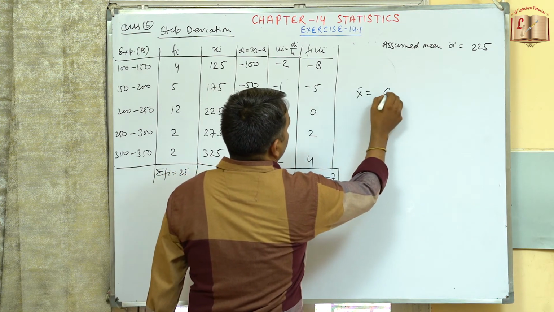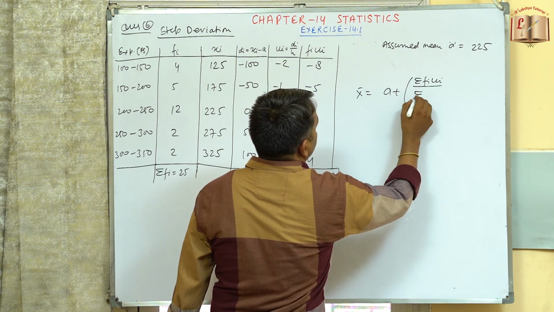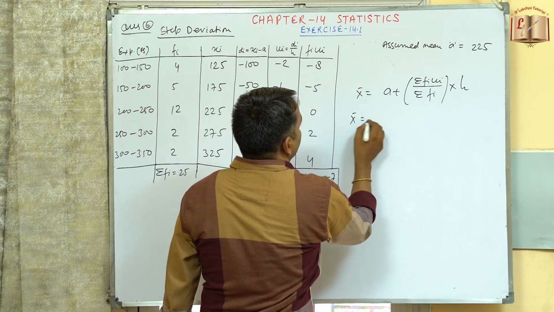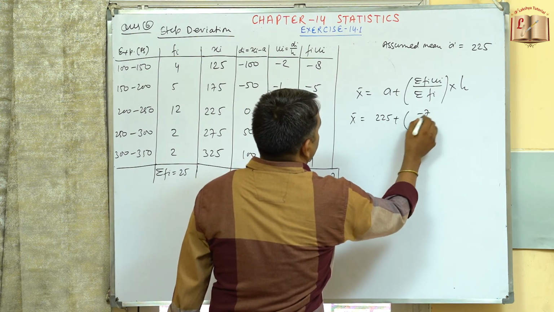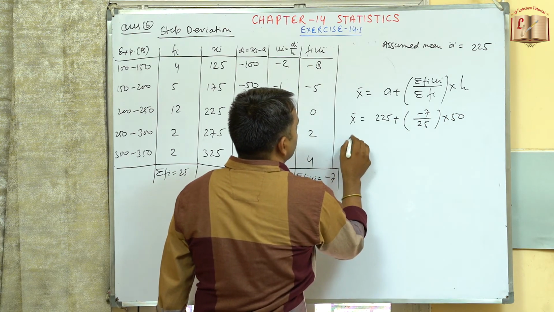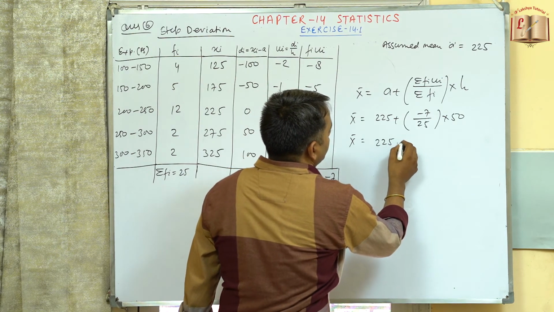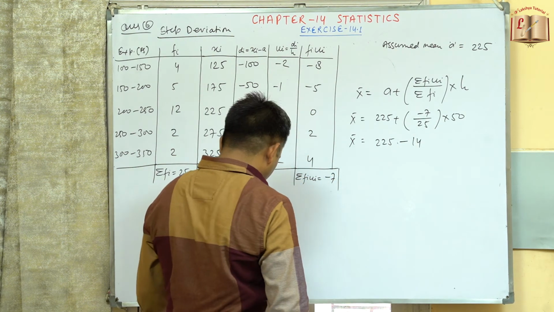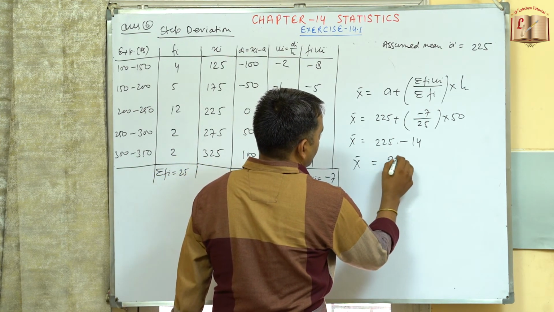Now mean will be equals to a plus sigma fi ui divided by sigma fi into h. So mean will be equals to a, we already know, 225, plus this is minus 7 divided by frequency is 25, into h is 50. So x bar equals to 225, this will be minus 14. On solving this will be minus 14. So mean is 211.